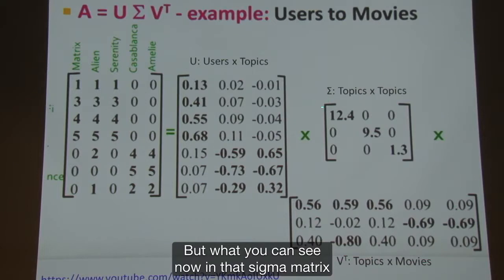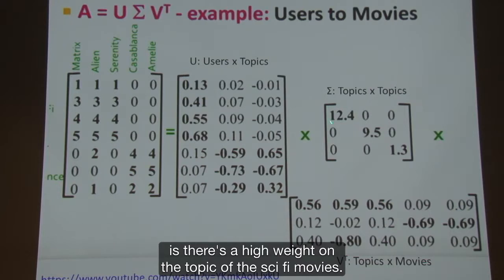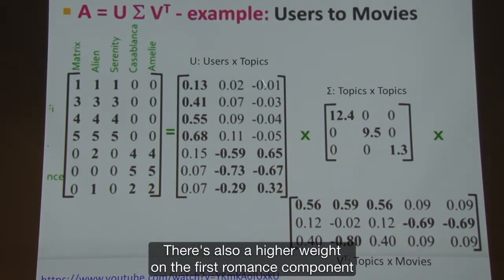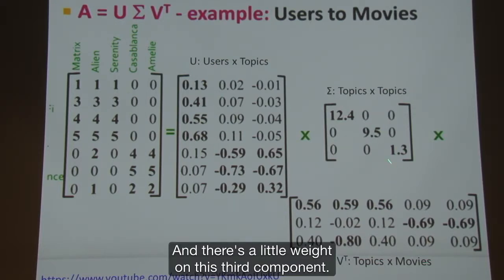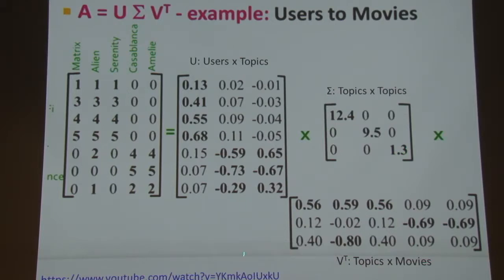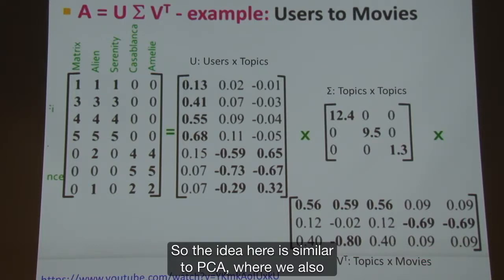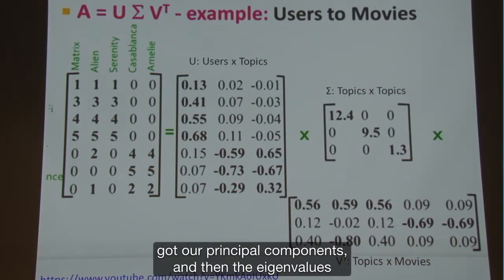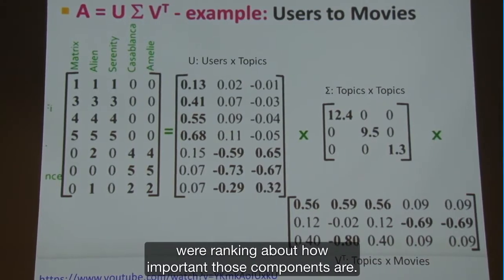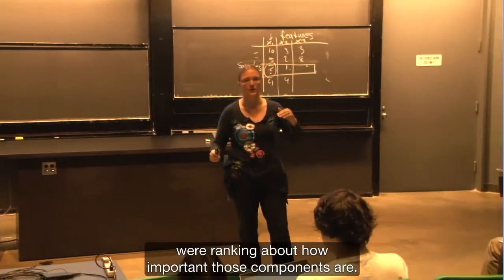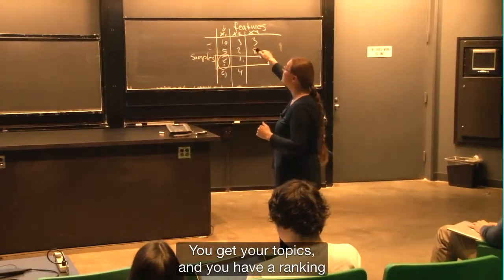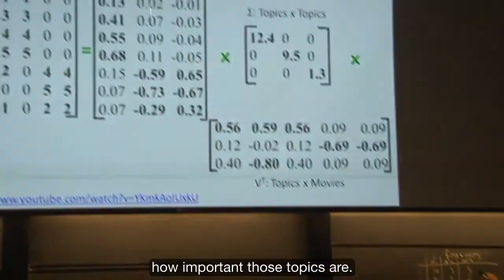But what you can see now in that sigma matrix is there's a high weight on the topic of the sci-fi movies. There's also a high weight on the first romance component topic. And there's a low weight on this 3rd component. So the idea here is similar to PCA, where we also got our principal components, and then the eigenvalues were ranking how important those components are. You have the same idea here. You get your topics, and you have a ranking of how important those topics are.